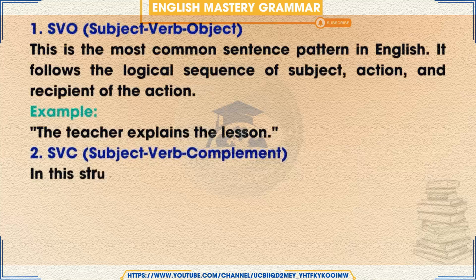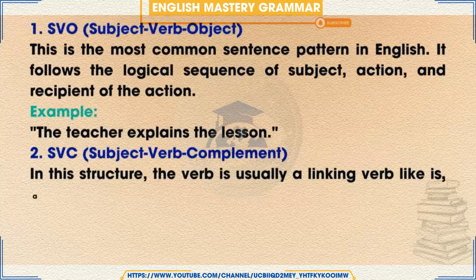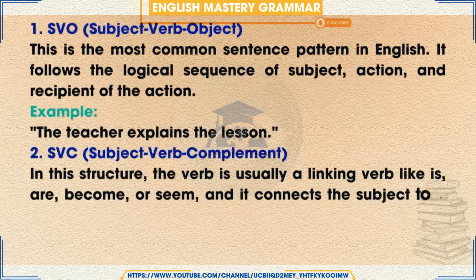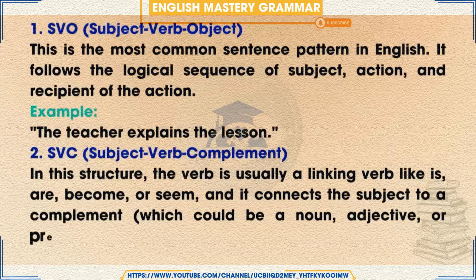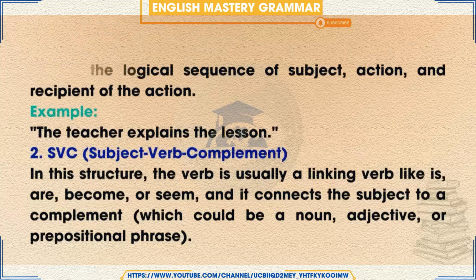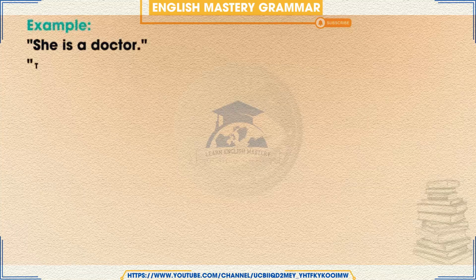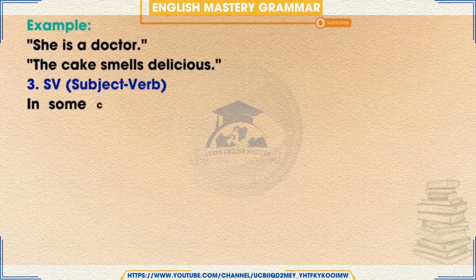2. SVC: subject, verb, complement. In this structure, the verb is usually a linking verb, like is, are, become, or seem, and it connects the subject to a complement, which could be a noun, adjective, or prepositional phrase. Example: She is a doctor. The cake smells delicious.